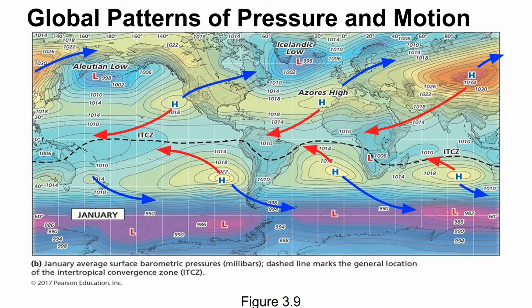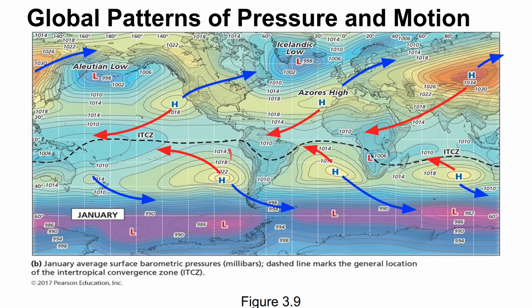This also sets up the pattern of global wind belts. So flowing out of the subtropical highs are two of the most important wind belts on Earth. There's the trade winds. These are the northeast trades flowing out of the high to the equator. And then these are the southeast trade winds flowing out of the subtropical high, flowing out counterclockwise.